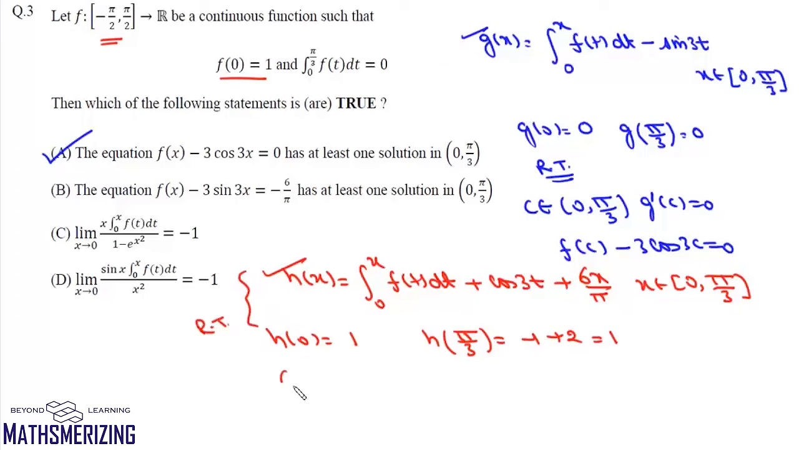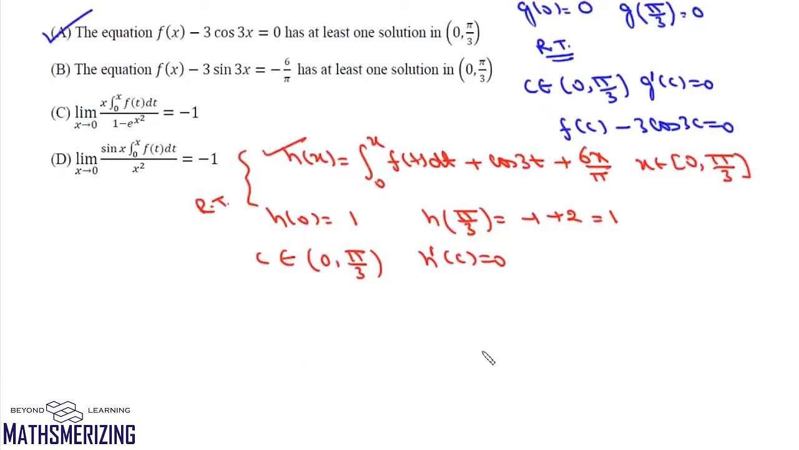Now if we differentiate this function, we can write f(c) minus 3 sin 3c plus 6 upon pi will be 0. So this equation f(x) minus 3 sin 3x equals minus 6 upon pi has at least one solution in 0 to pi by 3, which means this option B is also correct.